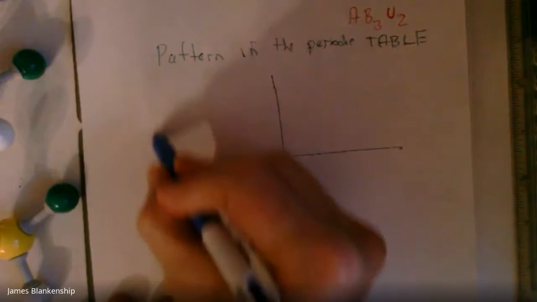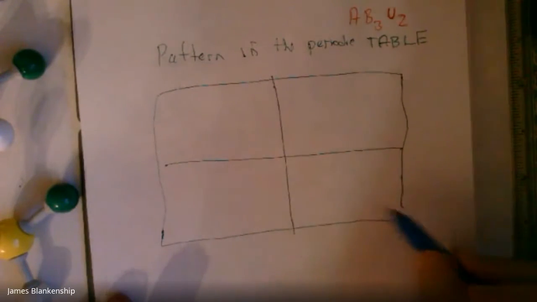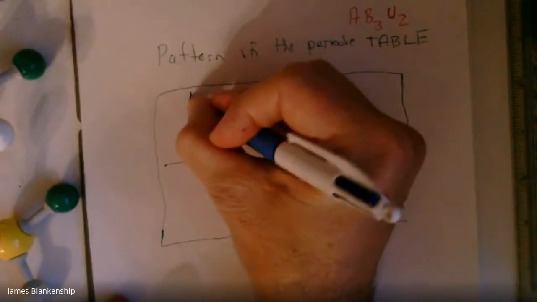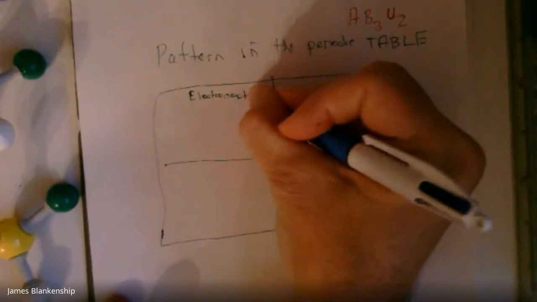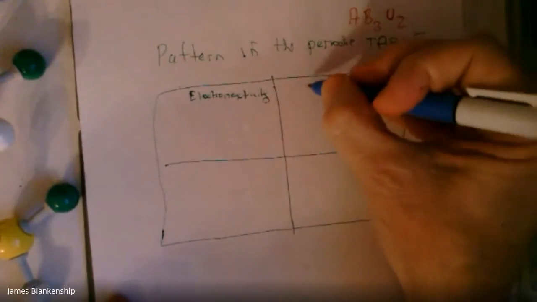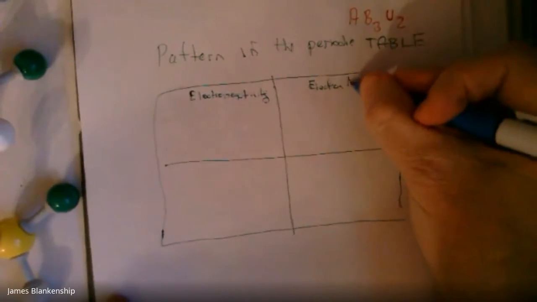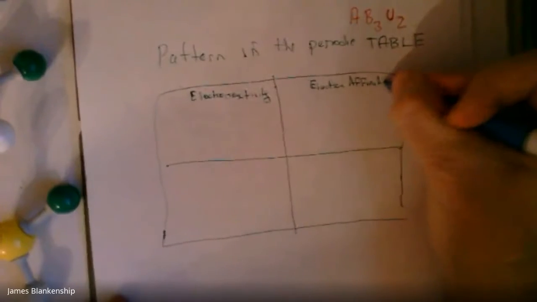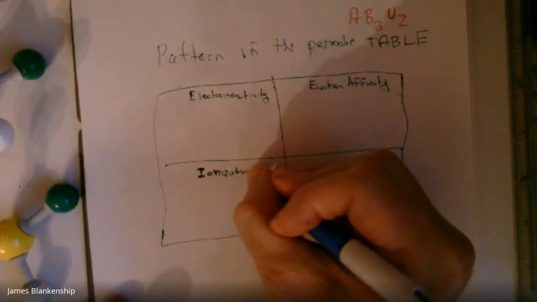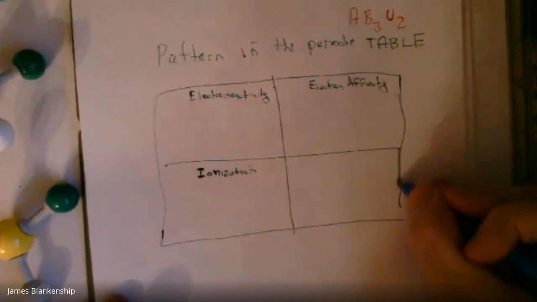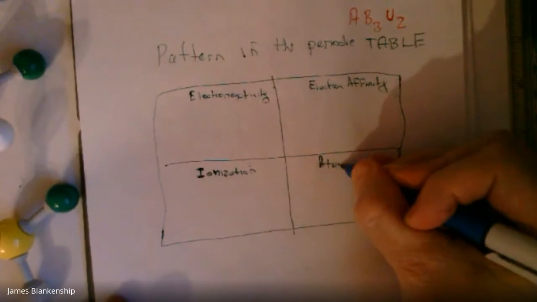We'll start with a cross, and we'll just make a giant box with a crossbar in it, and we have 4 patterns to know. That's electronegativity, we have electron affinity, ionization energy, and our last one is going to be our atomic radius.